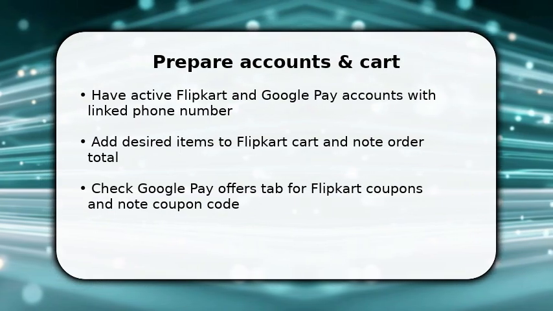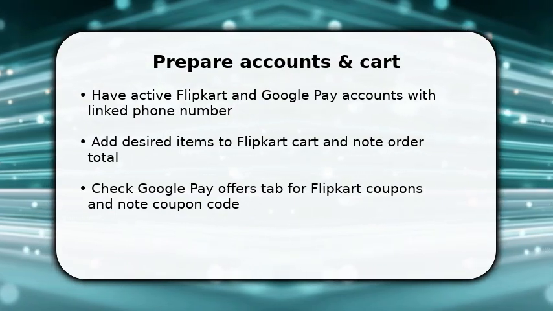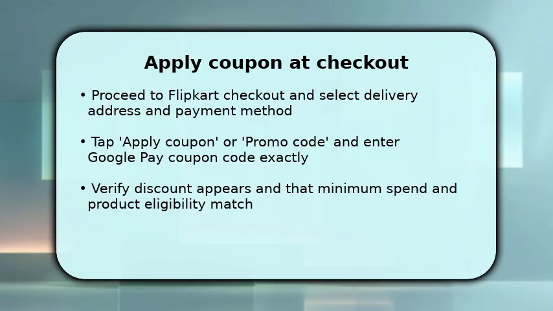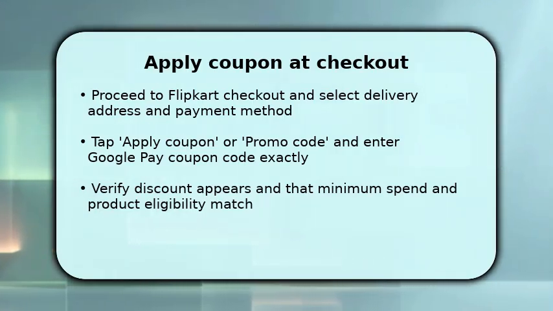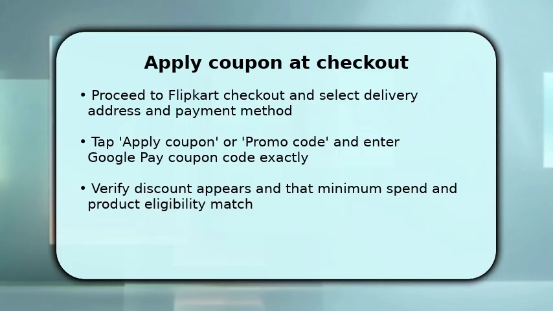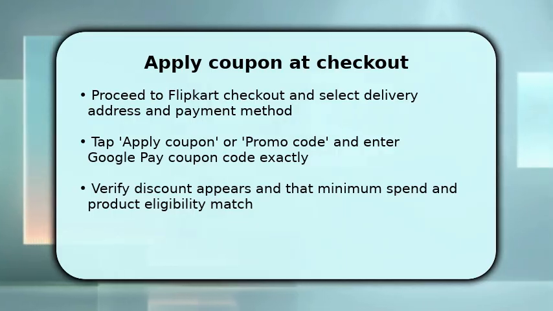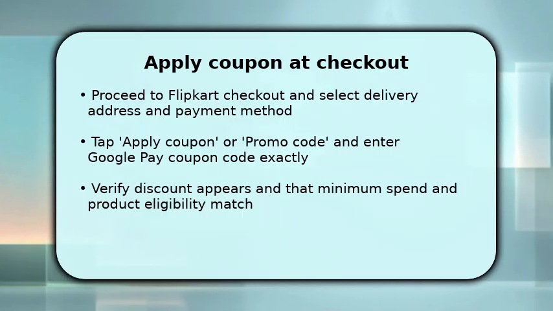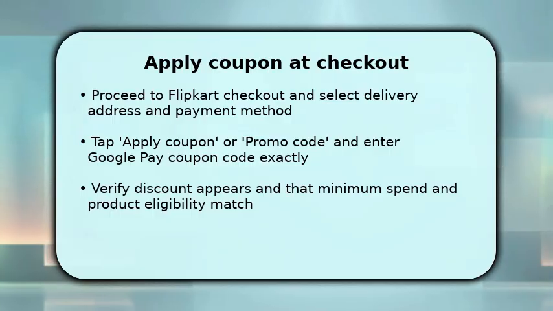You proceed to checkout and select the correct delivery address because certain coupons are location restricted. Then pick the payment method. Keep Google Pay selected if the offer requires it. Tap Apply Coupon and type the Google Pay coupon code exactly. Small typos cause rejection. After applying, make sure the discount reflects on the order total and that shipping and tax calculations still look right. If the coupon doesn't appear, double-check minimum spend.